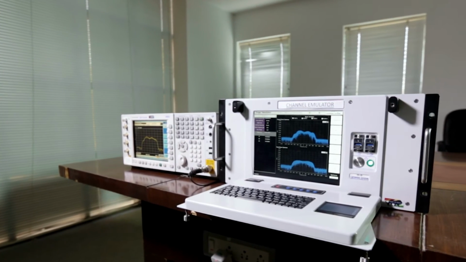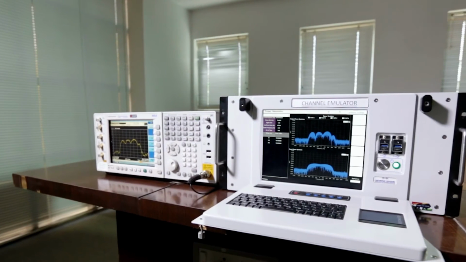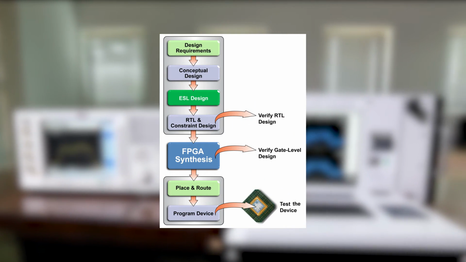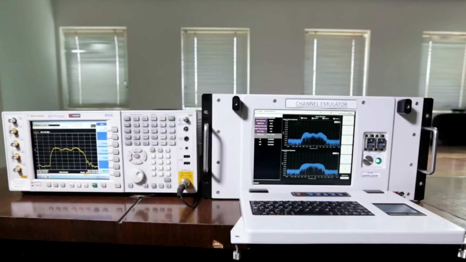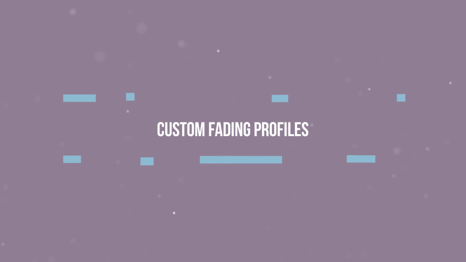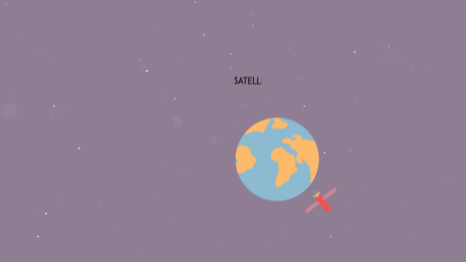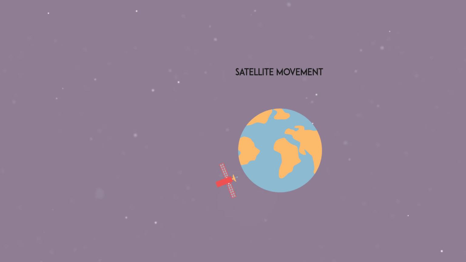The channel emulator from Captronic Systems is highly flexible and modular. The use of FPGA processing results in very impressive performance and flexibility of the system. Other custom fading profiles such as rain fades, interference, ionospheric effects, along with real-time movement of the satellites, can be configured easily into the system.